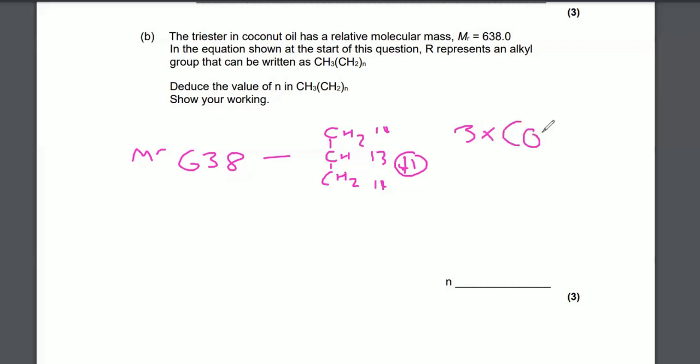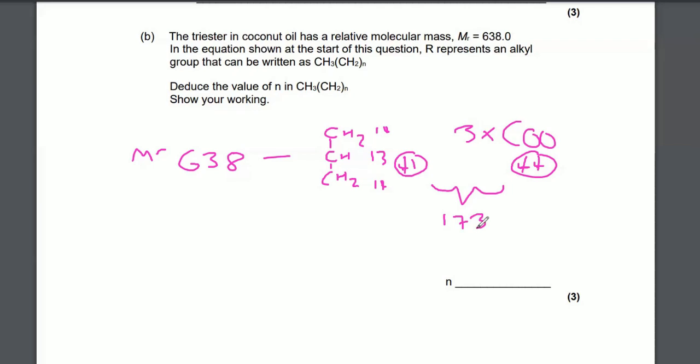And then I've got 3 times COO. Do you remember we had each of these connected to this structure, which I've given 41 to? Well, a carbon atom has 12, and 2 oxygens are 16 each, 32. So that's 44, and we've got 3 of them. So if I add 41 to 3 times 44, I get 173. So I want to rip that all away from the 638.